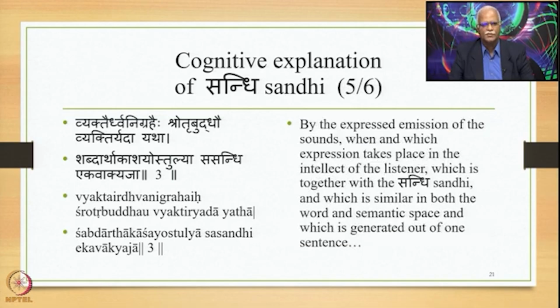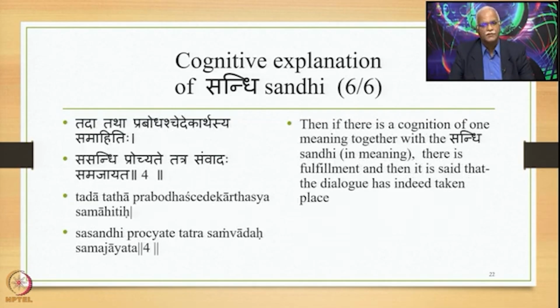The meaning of the third verse is this: by the expressed emission of the sounds, when and which expression takes place in the intellect of the listener, which is together with the sandhi and which is similar in both the word and semantic space, and which is generated out of one sentence, and the meaning continues in the next verse, then if there is a cognition of one meaning together with the sandhi in meaning, there is fulfillment, and then it is said that the dialogue has indeed taken place. This is the importance of sandhi.